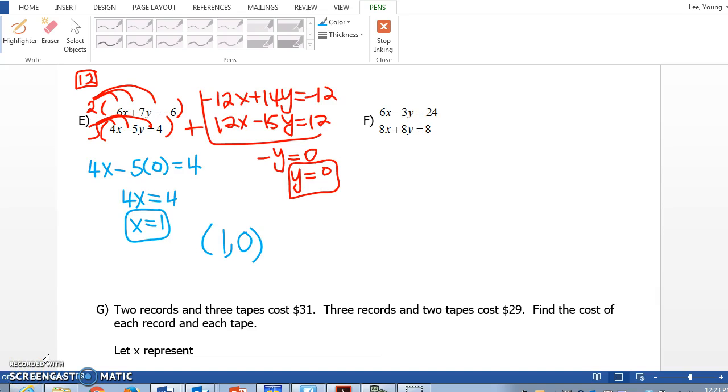Okay, so once you solve it, x should be equal to 1, y should be equal to 0. Make sure you distribute this number to all 3 terms inside the parentheses. If not, then you're not going to end up with the same answer.